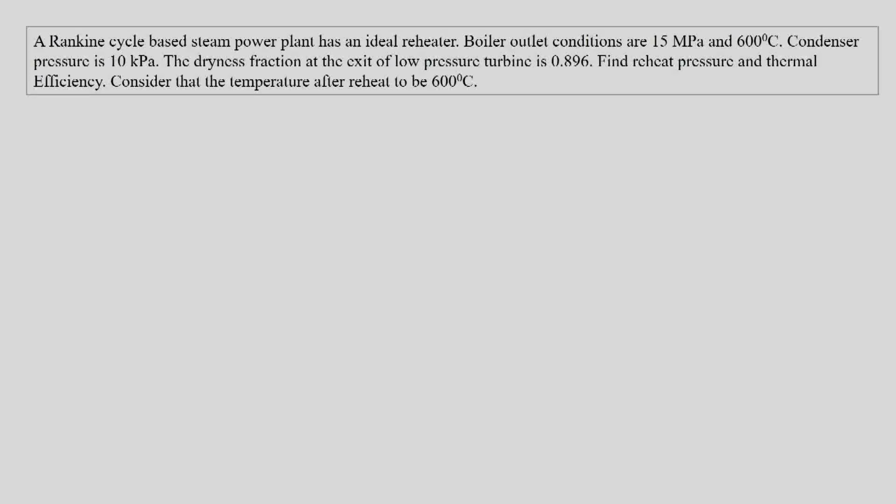The example reads that a Rankine cycle based steam power plant has an ideal reheater. Boiler outlet conditions are 15 megapascal and 600 degree Celsius. Condenser pressure is 10 kilopascal. The dryness fraction at the exit of low pressure turbine is 0.896. Find reheat pressure and thermal efficiency. Consider the temperature after the reheat to be 600 degree Celsius.